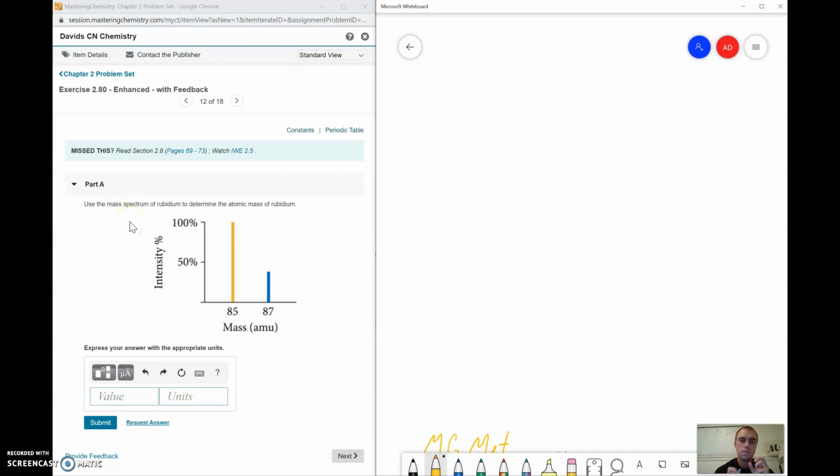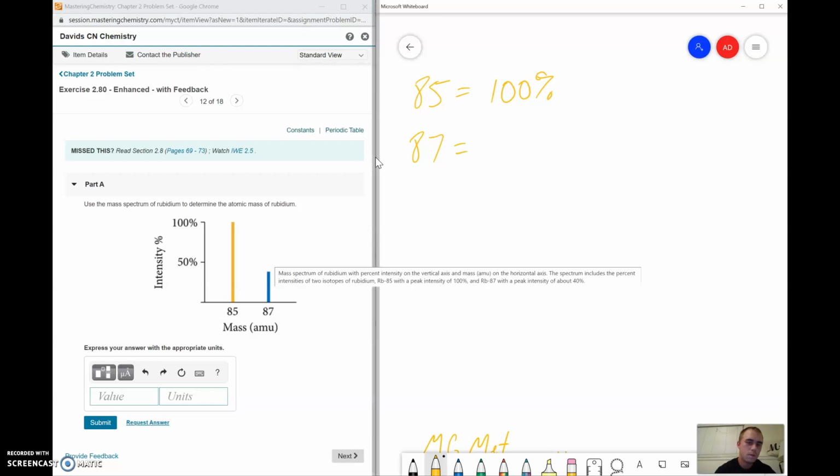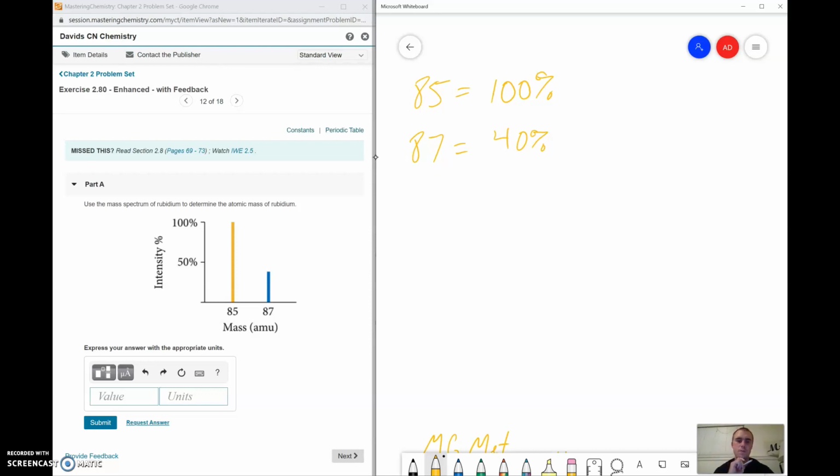This is the results. Okay, we have the mass of 85 results in an intensity peak of 100%. The mass of 87 results in an intensity peak of something less than 50. 50 is about right there. We'll call it 40%. Okay? So rubidium 85 gives us a peak of 100%. Rubidium 87 gives us 40%.